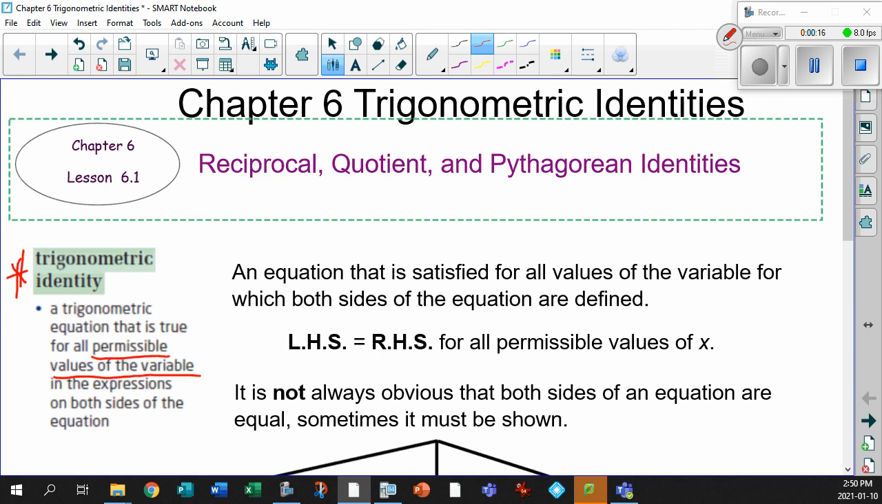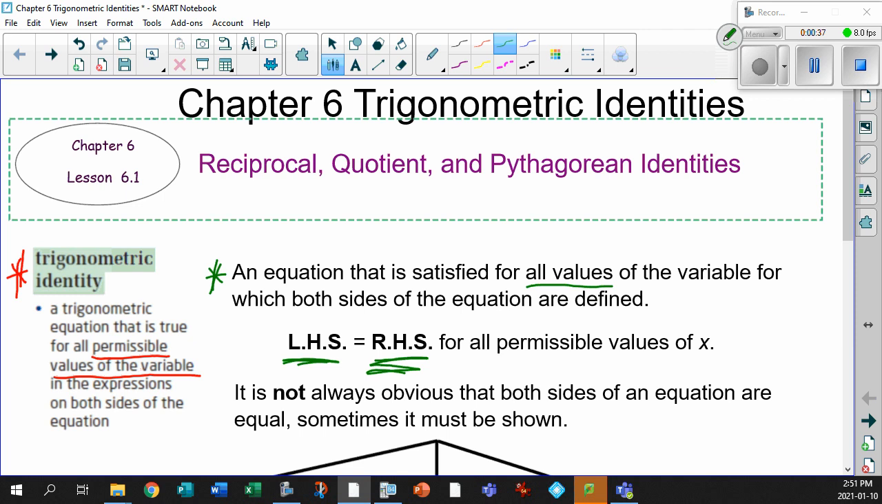What does that mean? That means if you put in a value for x, left side equals right side. Huh? What are you talking about? Look, I'll write it in nice simple English here. It says an equation that's satisfied for all values of a variable, meaning the left-hand side will equal the right-hand side. You've done something like this before.